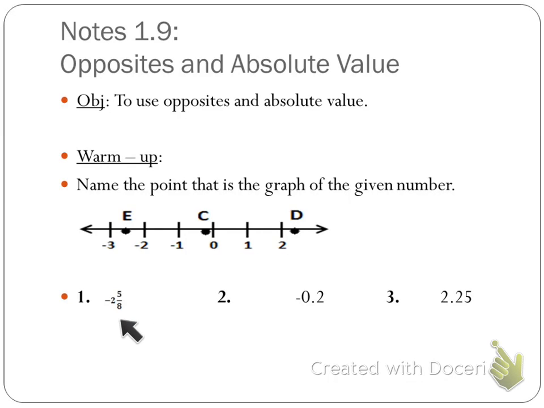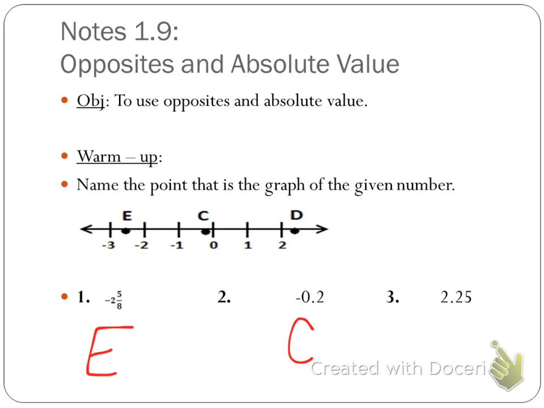So number 1, we've got -2 and 5/8. Keon, which point is the graph of that number? Point E, I would agree with that. Point E shows us the graph of -2 and 5/8. What about number 2, -0.2? Ellie? C. Wonderful. It's just after 0, just to the left of 0.